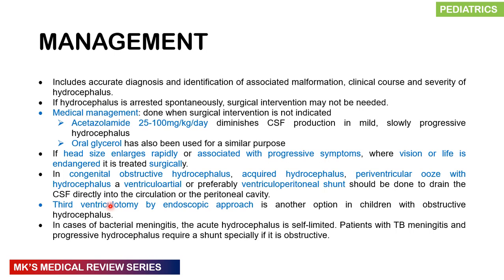So a third ventriculotomy by endoscopic approach sometimes can be done in children with obstructive hydrocephalus. Then in the cases of infectious type, we want to treat the underlying infection because the acute hydrocephalus is self-limiting. So if patients have TB meningitis and progressive hydrocephalus, they may require a shunt if it is indeed obstructive.